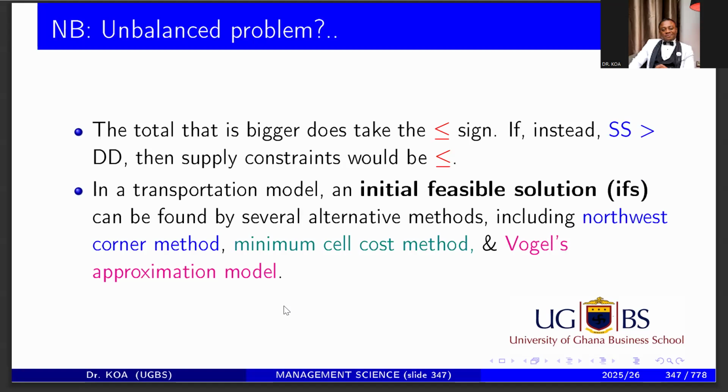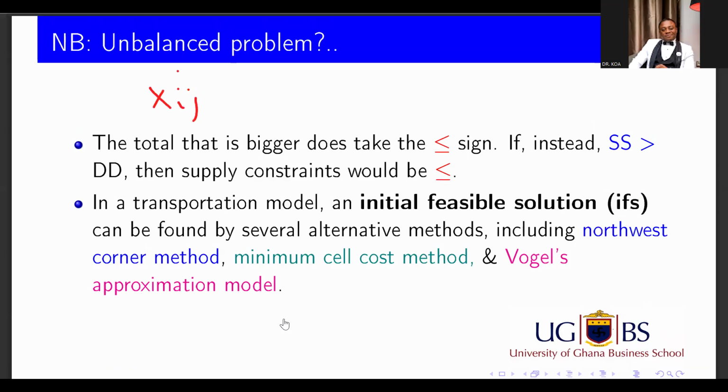So, in a transportation model, we have to solve for the initial feasible solution. There are three methods: northwest, minimum cell cost, and Vogel approximation. Now, what are we looking for? We are looking for the decision variables, the Xij. Once you get the decision variables, you find the total cost or total distance. First you need your Xij because you have your Cij. Once you get the Xij, you'll get the total cost or total distance.